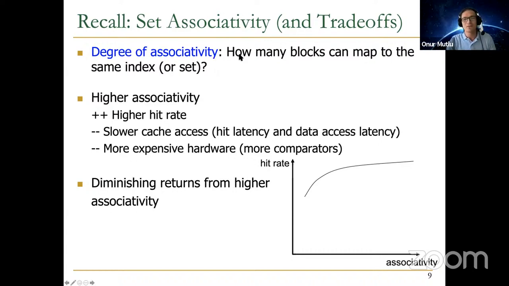Okay, so more formally, we defined associativity as how many blocks can map to the same index or set, and the benefit is a higher hit rate, but the downsides are slower cache access and more expensive hardware, and management becomes also more complex. And you see this kind of curve if you remember this figure.